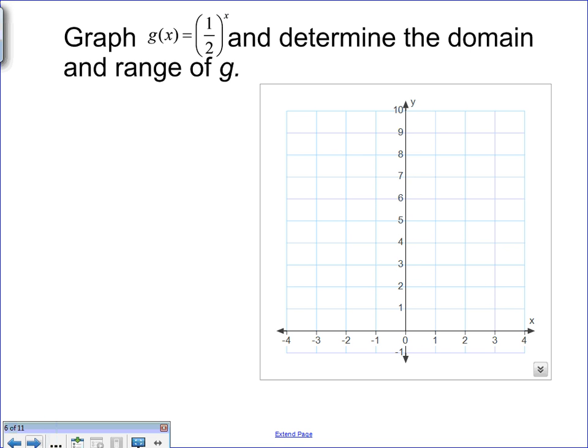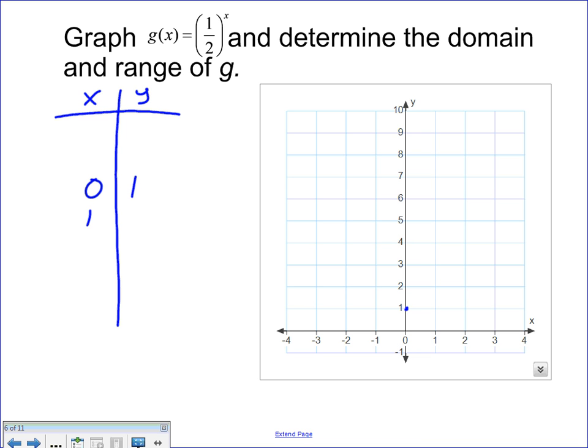Okay, so graph this one, the same kind of process, x and y. So I graph the x is 0, y is 1. Always start with that one first. Go on either side of that. For this one, I'm going to get 1/2 when it's 1. And when it's -1, I'm going to get 2, right? I flip the fraction over. It's not going to be negative, remember. It's going to be 2. And when it's -2, 1/2 to the -2 is going to be 1 over 1/4, and that's going to be 4.